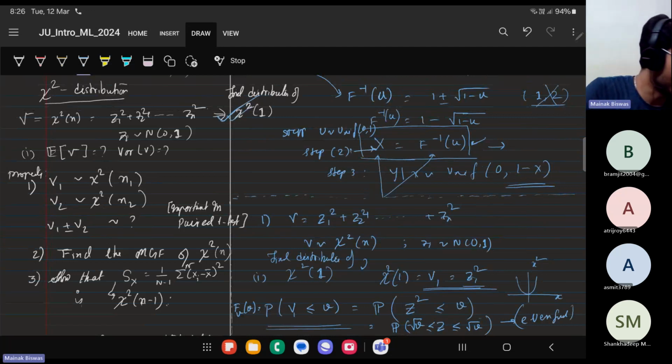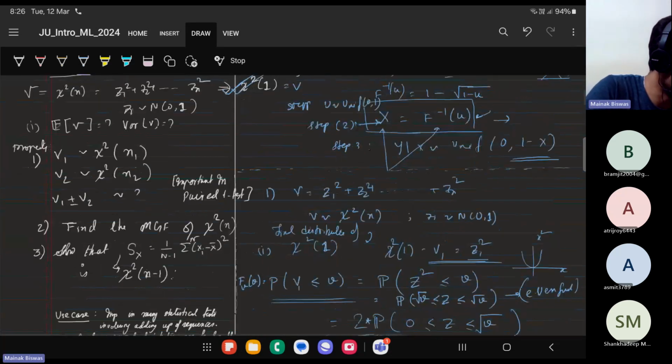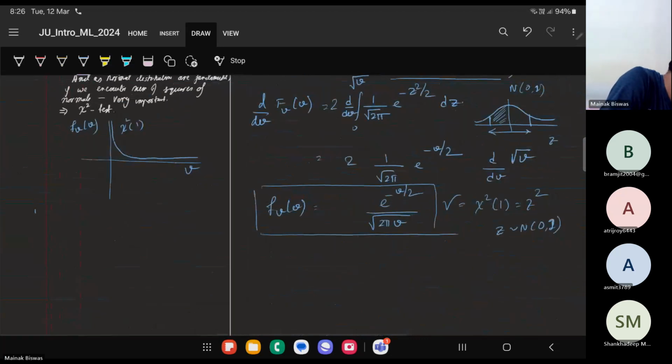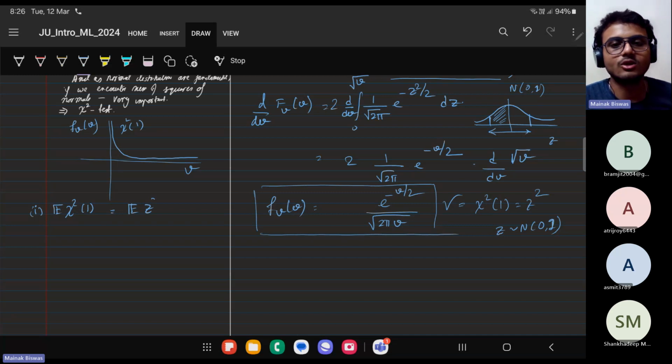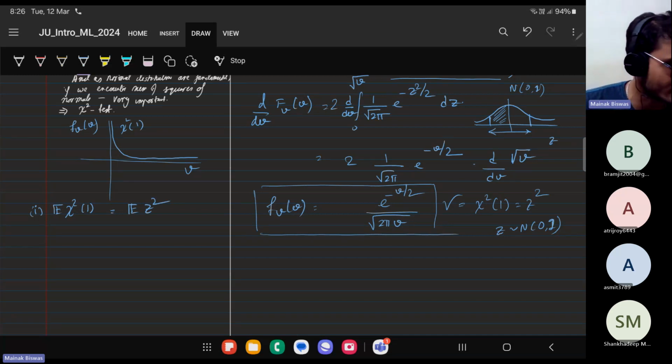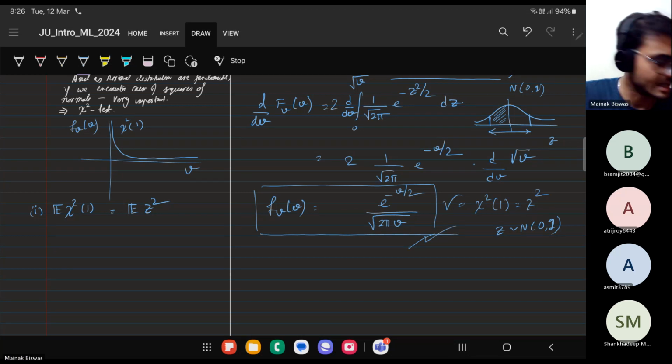So we have found the distribution of chi-square 1. Now I have told you to find the expected value of chi-square 1. The expected value of chi-square 1 is nothing but the expected value of Z square. Now tell me what is the expected value of Z square. You don't need to solve the integral here. Without even doing the integral, you can tell me what is the expected value of Z square, where Z is normal 0, 1.